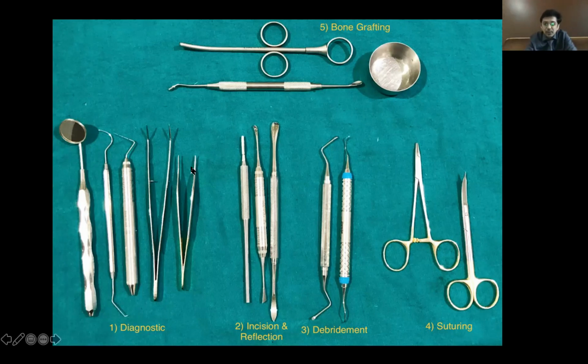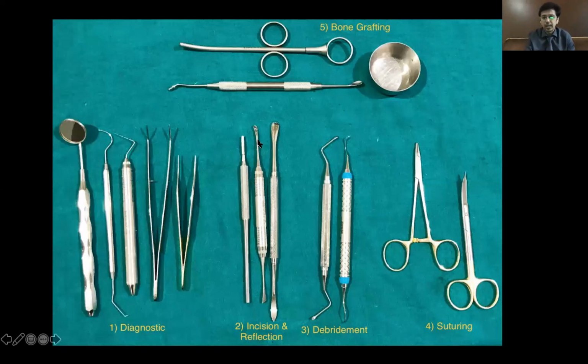Okay. So, first is the diagnostic set. Second is the incision and reflection set. Third is debridement instrument, suturing, and bone grafting instrument. With regard to each of these types of instruments, the majority are instruments which you can buy from a local dealer also. A few have to be of a standard company, as these are the instruments which will be lasting for a longer duration. I'll be telling you specifically which instruments can be local and which should be of a standard company.